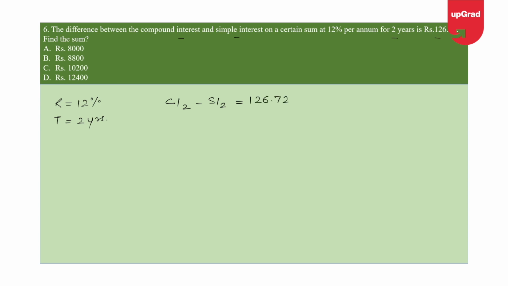126.72 rupees. So when I put the values in the formula, because P is something that I have to calculate, P times (1 plus 12 by 100) to the power 2 minus P. Now this is the formula for compound interest. Let me put the formula for simple interest: P multiplied by R multiplied by time divided by 100, and that is going to give me 126.72. Now upon solving this equation, I have to figure out the value of P.